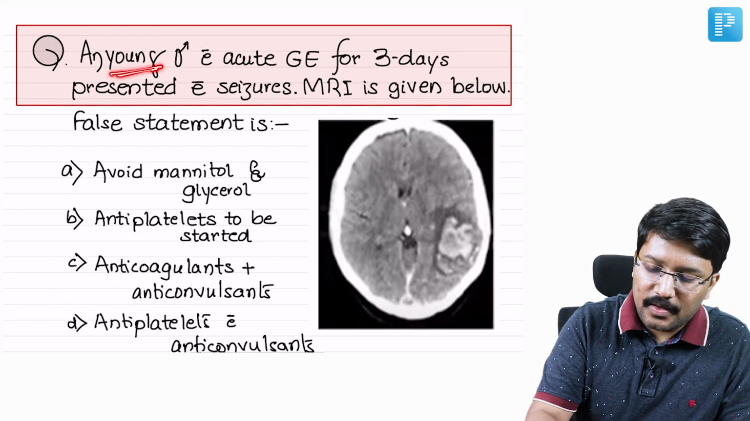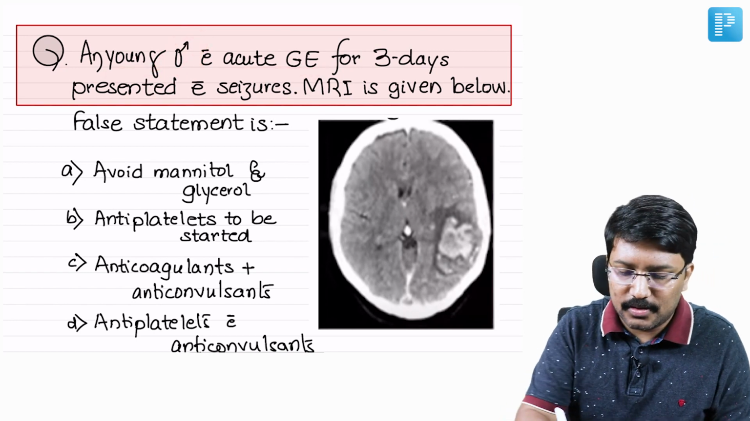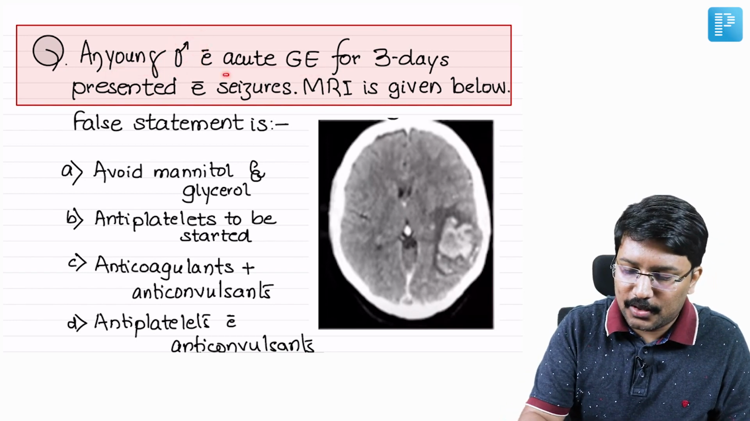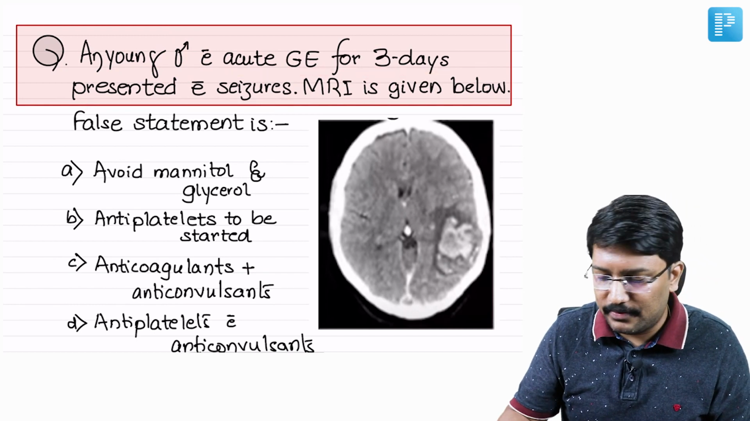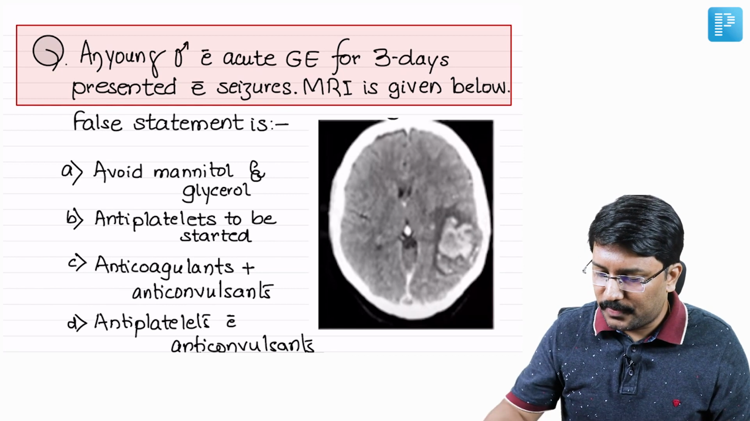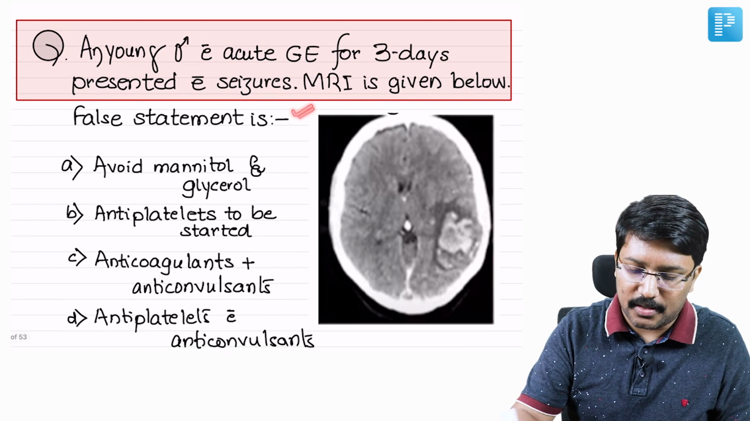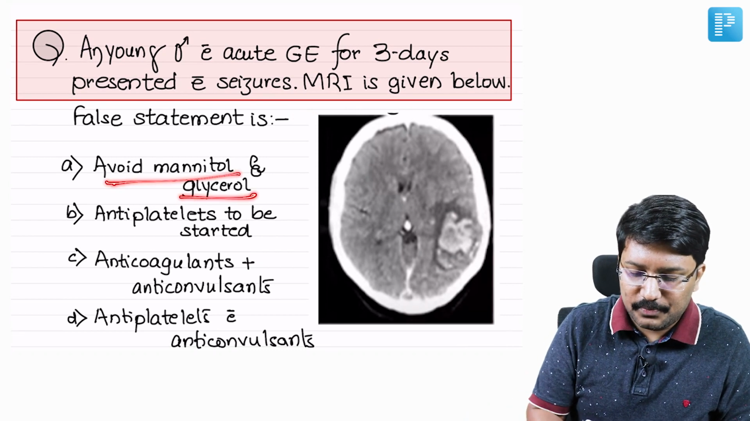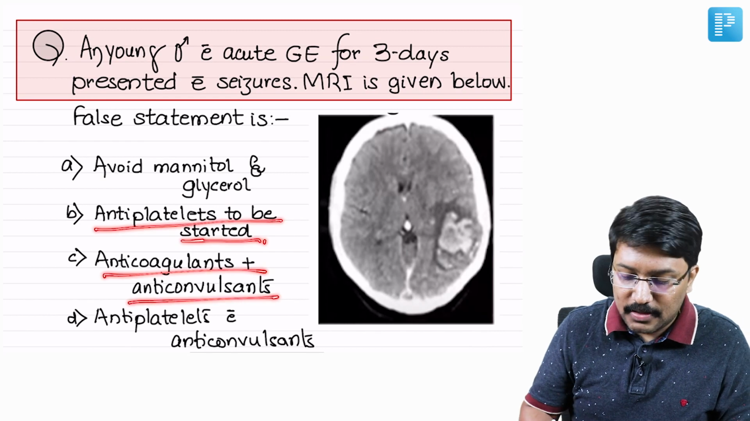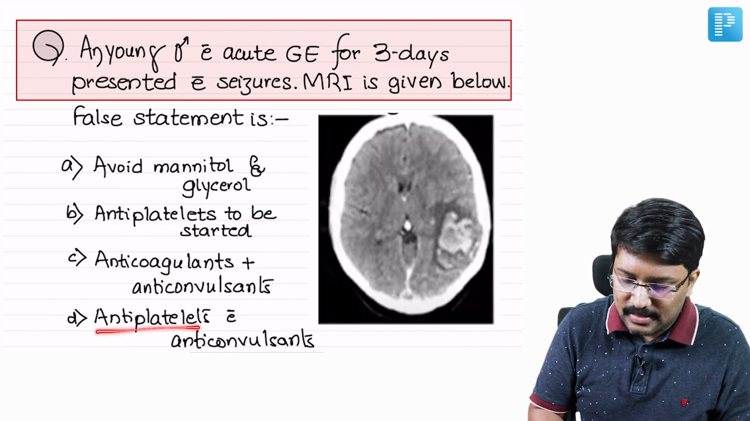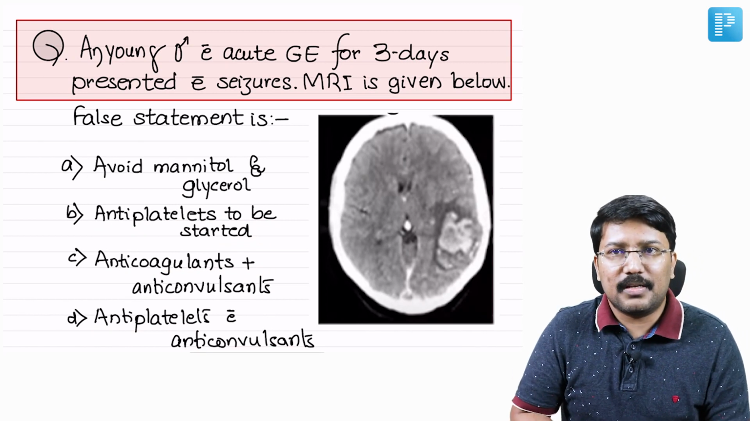A young male with acute gastroenteritis, even if it said female, I wouldn't have bothered. Young is important here. Acute gastroenteritis for 3 days, presented with seizures, and we have the MRI image. It looks like a contrast image. The question is asking what is a false statement. Avoid mannitol and glycerol. Antiplatelets are to be started. Anticoagulants plus anticonvulsants are to be started, or antiplatelets and anticonvulsants. So this is the combination that we should be considering in this patient.